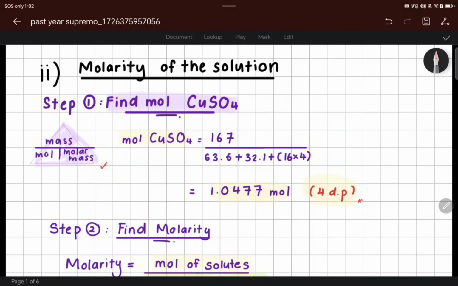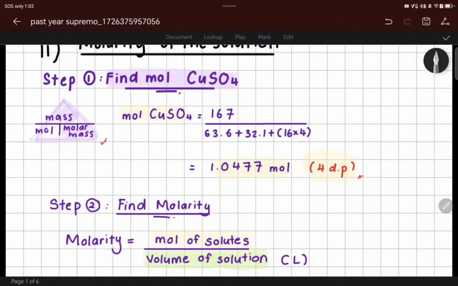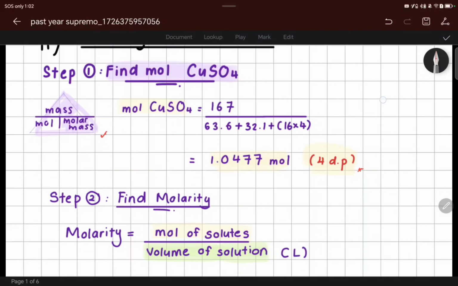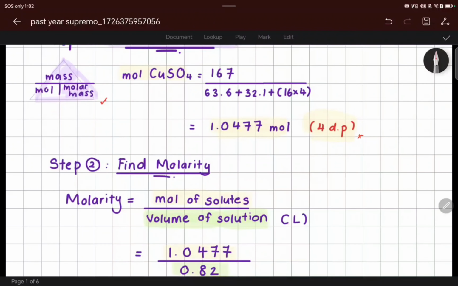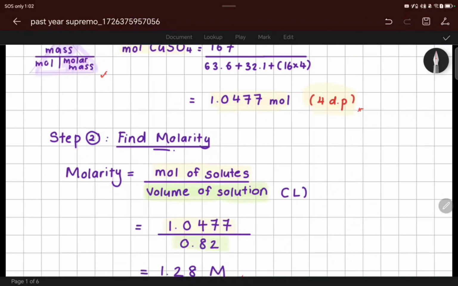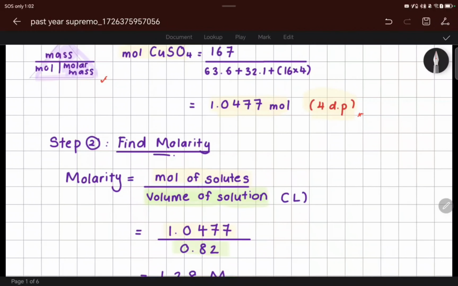And then the second question is the molarity of the solution. First step, we use the formula from the triangle, which is mass over molar mass. So mole of copper sulfate equals 167 over the molar mass of copper sulfate. How do we find the molar mass? We can take it from the relative atomic mass table given in the page. After we calculate, we get the mole of copper sulfate, which is 1.0477 mole, and we need to write it to 4 decimal places.